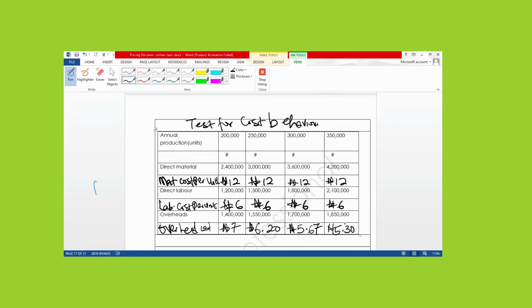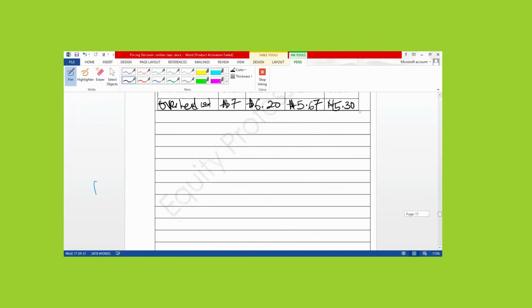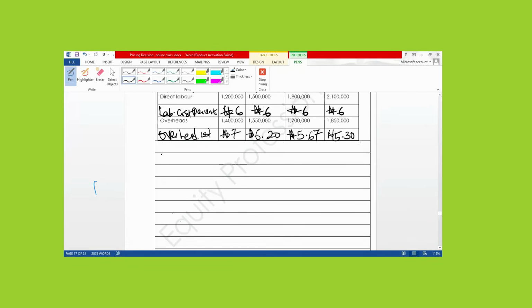What are we going to do now? We will use the high and low method. Put a note here: overhead cost is a mixed cost. So we need to do high and low.